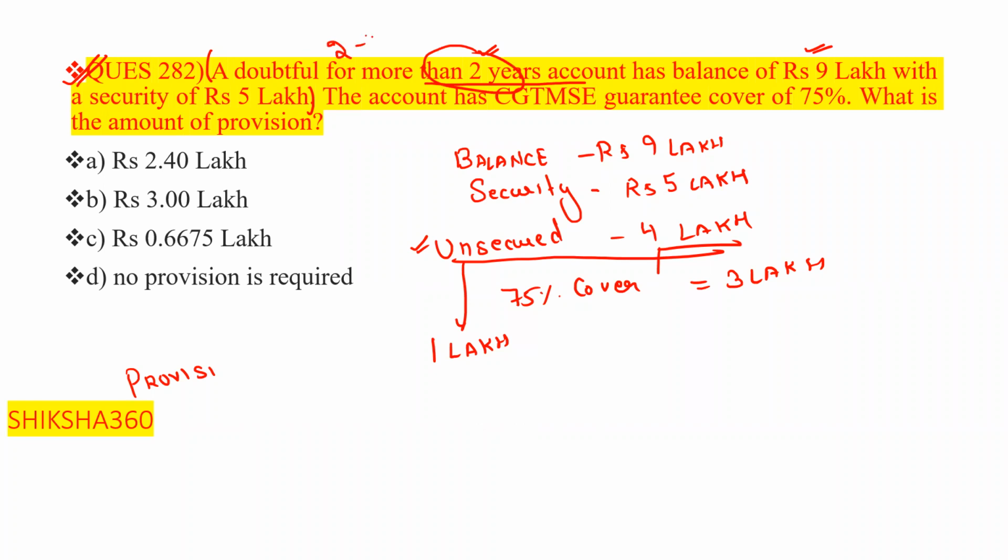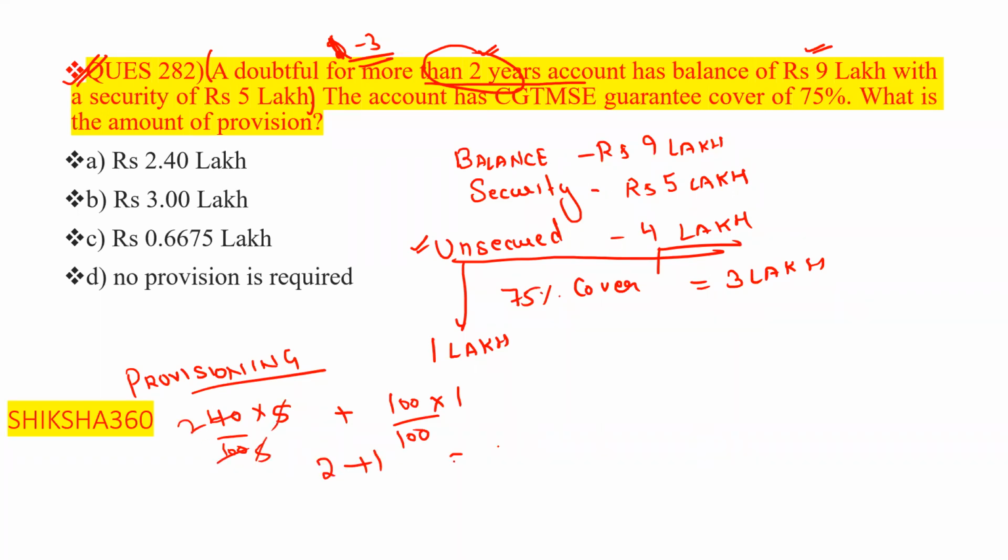So provisioning on doubtful for more than 2 years, that is basically the 1 to 3 year period, we will consider that. Provisioning on the secured amount is 40%, 40 upon 100 into 5, plus on the unsecured amount it is 100%. So this is 2, this is 5, this is 2 plus 1. Overall, how much provisioning is required? 3 lakh.